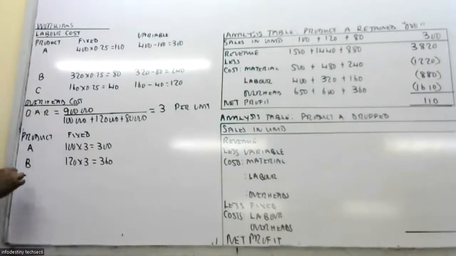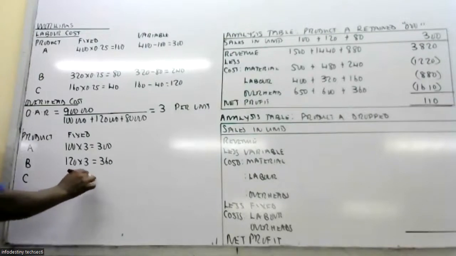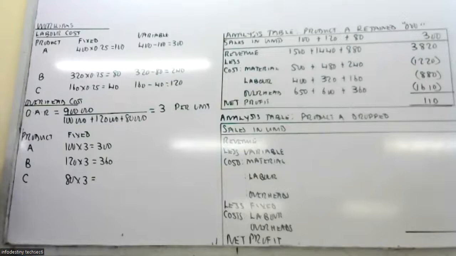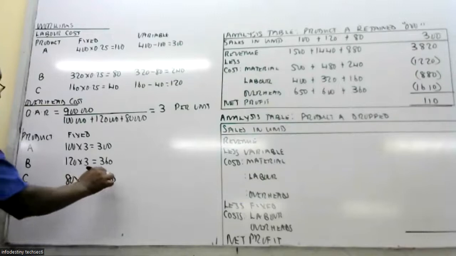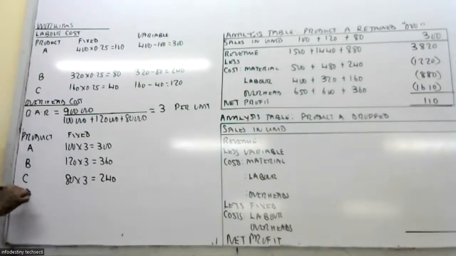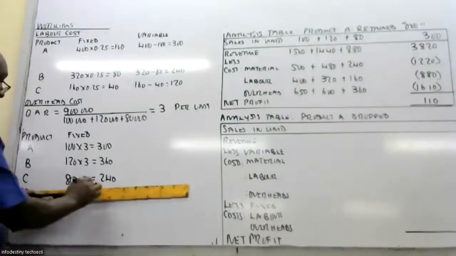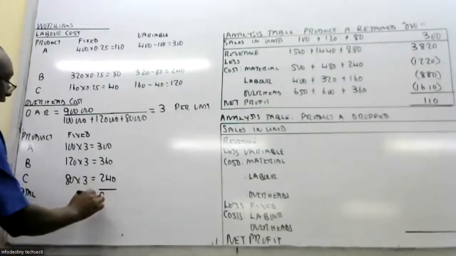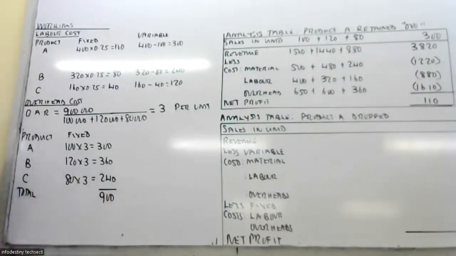Product B, it will be 120 times 3, that will give us 360. We will give C, it will be 80 times 3. 80 times 3, that will give us 240, and we need to get the total. Is this going back to 900? Okay.